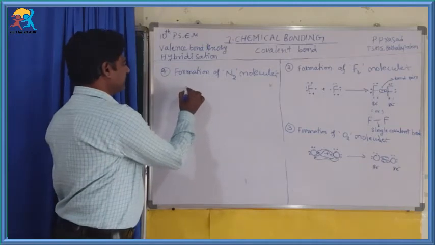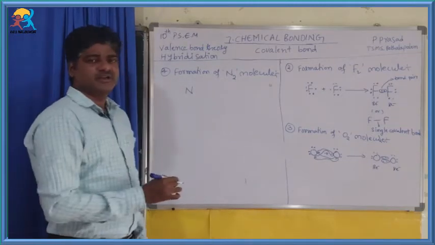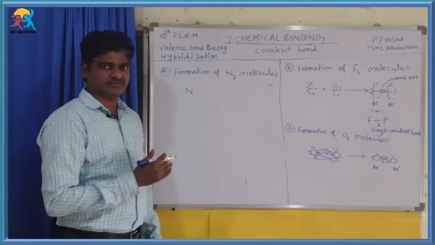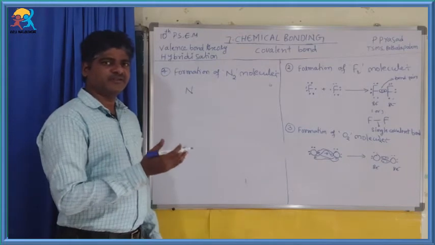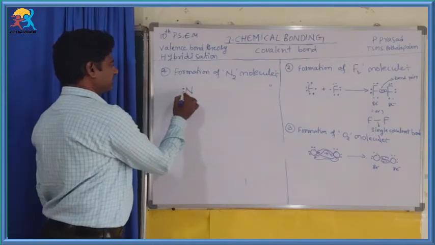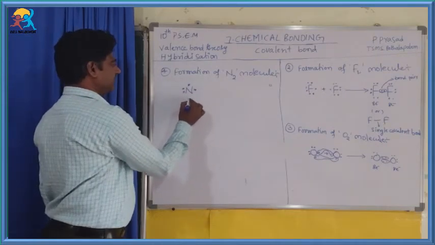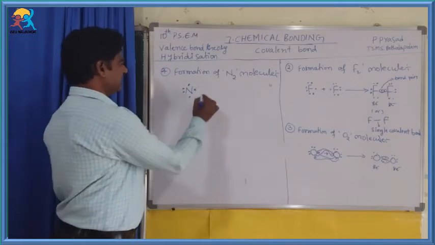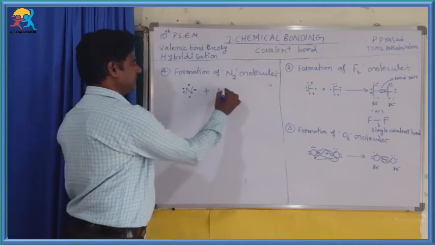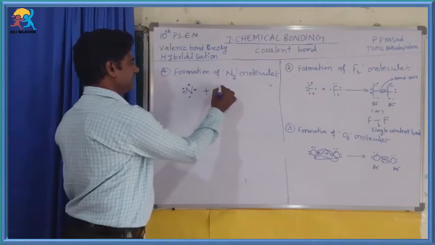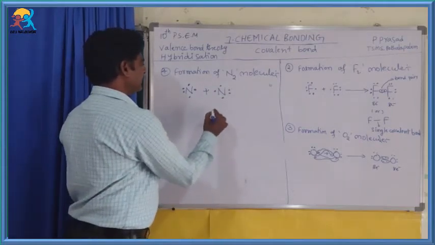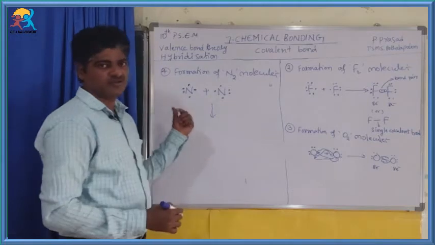So what is the Lewis dot structure of a nitrogen atom? Nitrogen belongs to the 5th A group, so it consists of 5 valence electrons. So we have to write 5 dots around the symbol of the nitrogen atom. So here 1, 2, 3, 4, 5. Okay. Same like this, I am taking another nitrogen atom. 1, 2, 3, 4, 5.